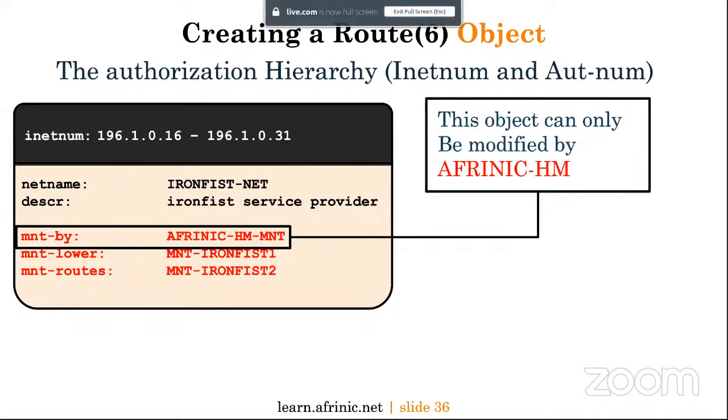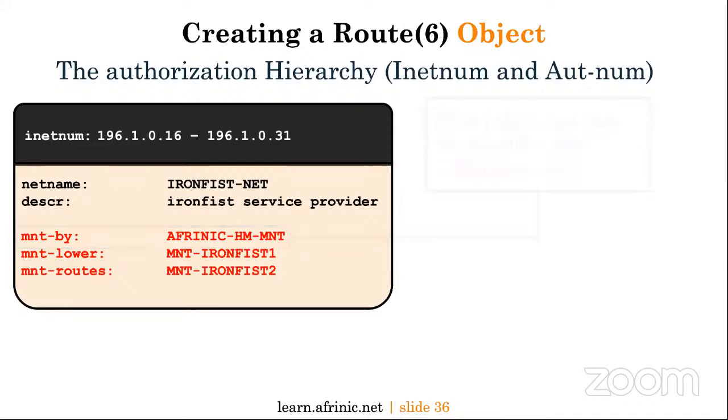So in an inetnum, you have different types of maintainers. So here we have the mnt-by. As I told you earlier, in all objects actually which are allocated by AFRINIC, the mnt-by would be AFRINIC-HM-MNT. So this one is used by AFRINIC hostmasters to protect the objects which we allocate to members.